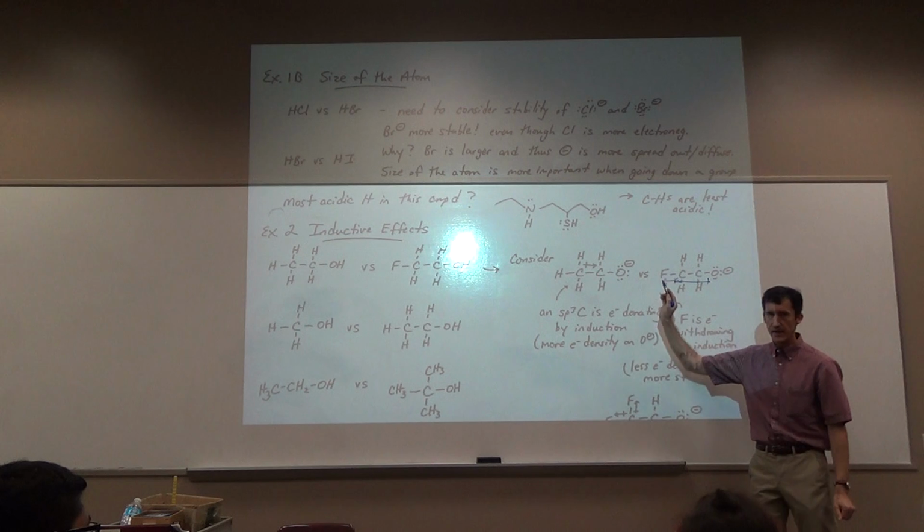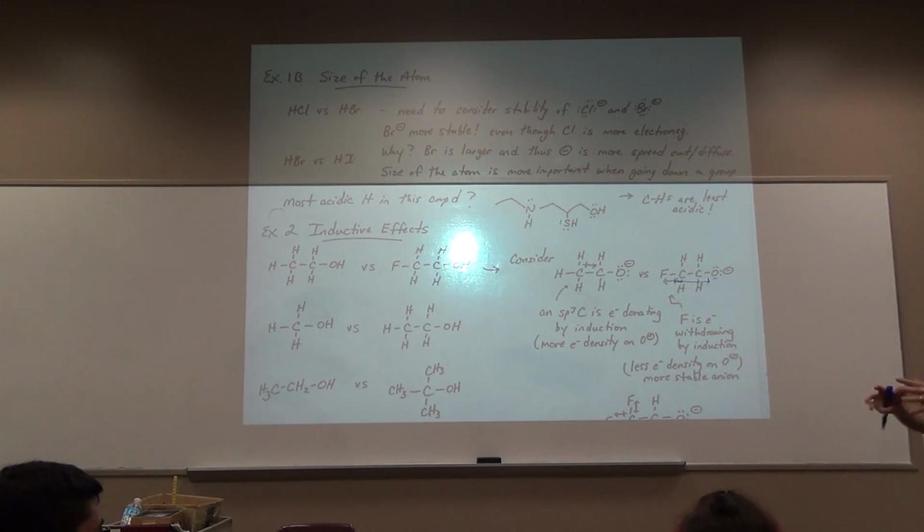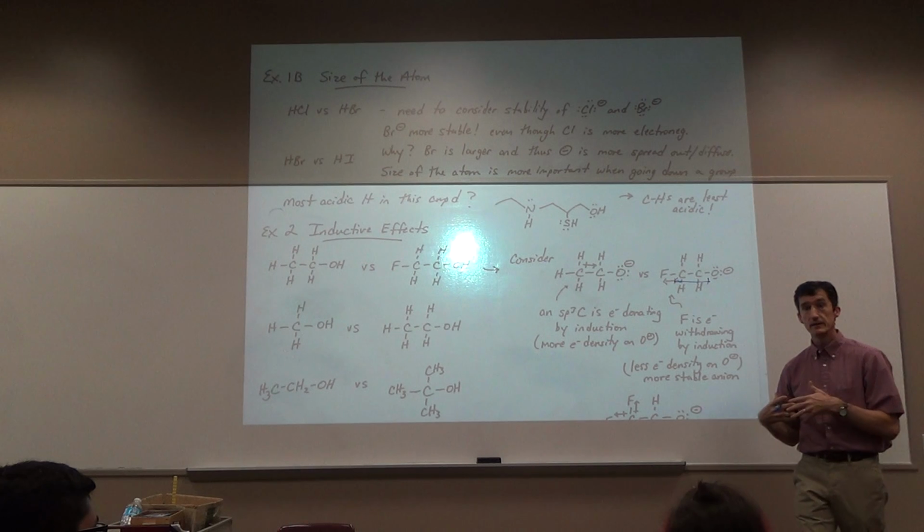How do you stabilize a minus? Do you push electrons towards it, or do you want to pull electrons away? Everything wants to be neutral. Some things don't mind being minus, but ultimately neutral is best. You stabilize a minus by pulling electrons away.